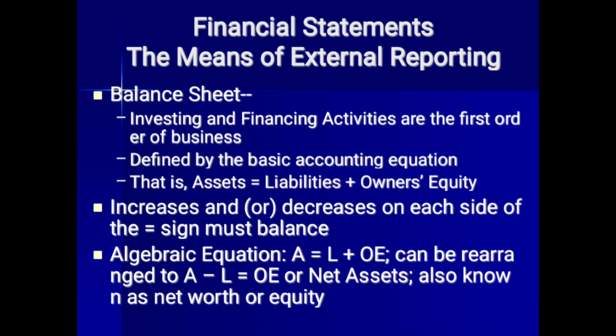Next, the increase and decrease on each side must balance. It means the liabilities and asset side values have to be equal. They should not be different values. That is called the balance sheet nature. The algebraic equation is A equals L plus OE. That means assets equal liabilities plus owner's equity. So that is called a balance sheet.